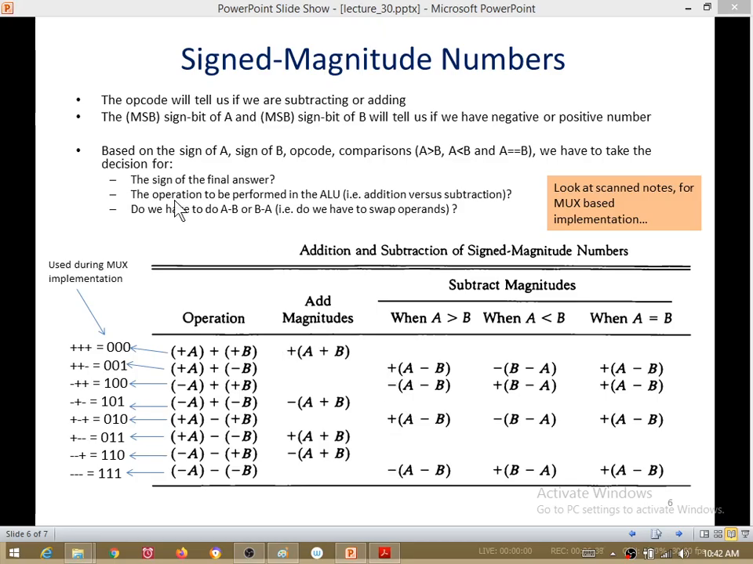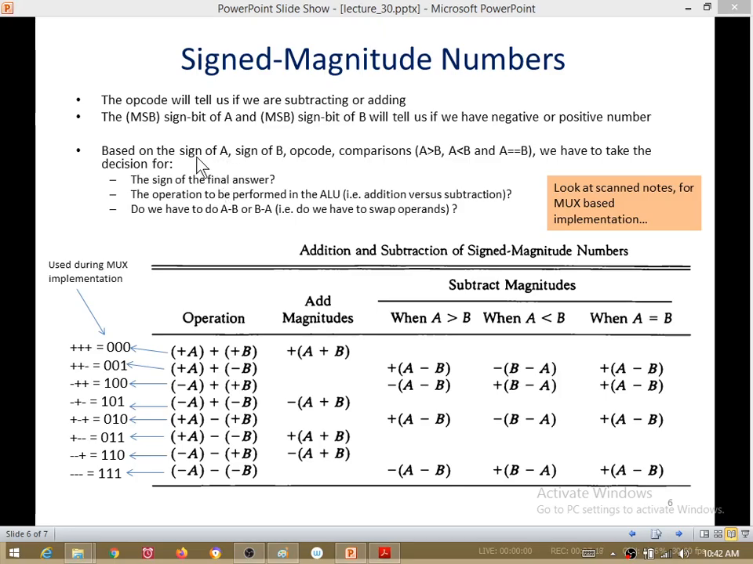We have to also figure out whether we are supposed to do addition versus subtraction. For example, here for this we have to do addition, for this one we are supposed to do subtraction. So we have to choose either we are going to add or subtract, and also we have to choose either we are doing A minus B, or sometimes we are going to do B minus A, which means if I have to do A minus B in the ALU versus doing B minus A, then for this process obviously I will have to swap my operands, which means wherever A is entering, instead of A I have to make sure B is entering, and wherever B is entering I have to make sure A is entering.